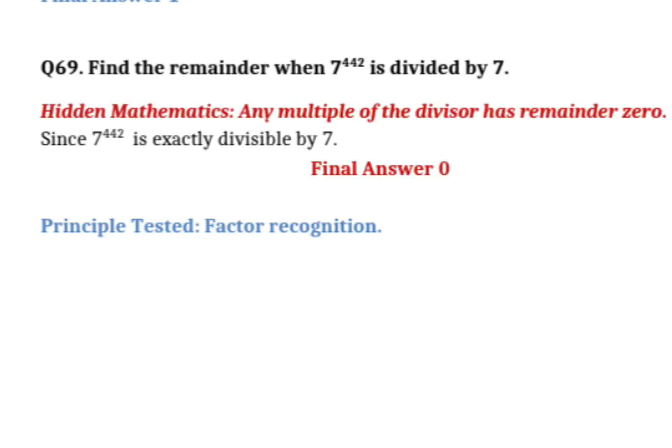That if a divisor is already a factor of the number, the remainder is 0. Put the other way around, any multiple of the divisor has a remainder 0. Since 7 raised to the power 442 is exactly divisible by 7, the remainder is 0. So the final answer is 0. You don't need to write anything or do any calculation.